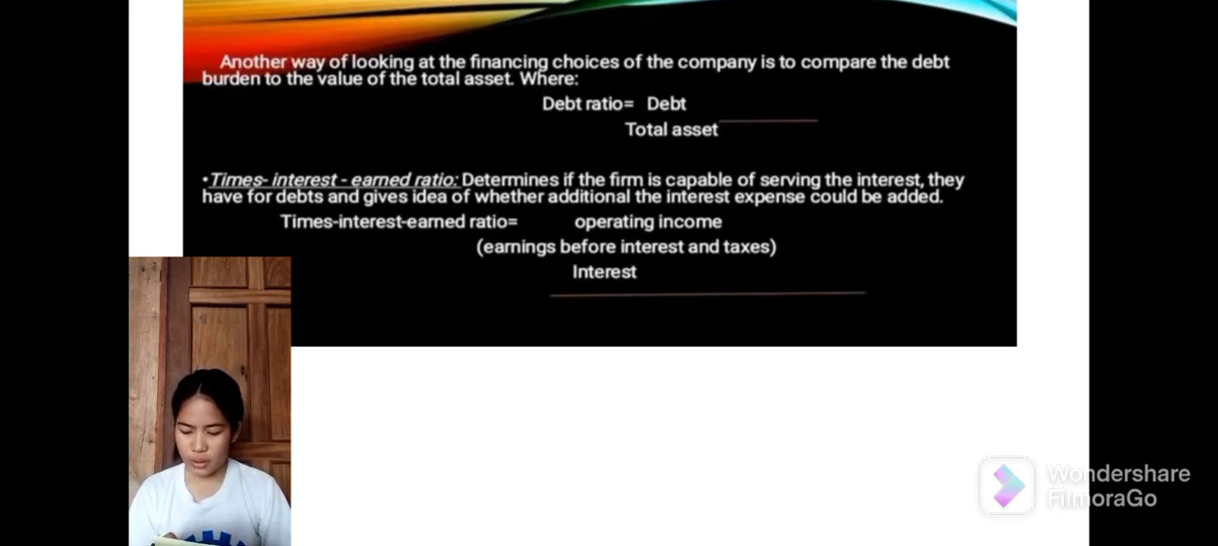Times interest earned ratio determines if the firm is capable of servicing the interest it has on its debts and gives an idea of whether additional interest expense could be added. Debt obliges the firm to make specified payments of both principal and interest at regular intervals. Times interest earned ratio is equal to operating income, or earnings before interest and taxes, divided by interest.